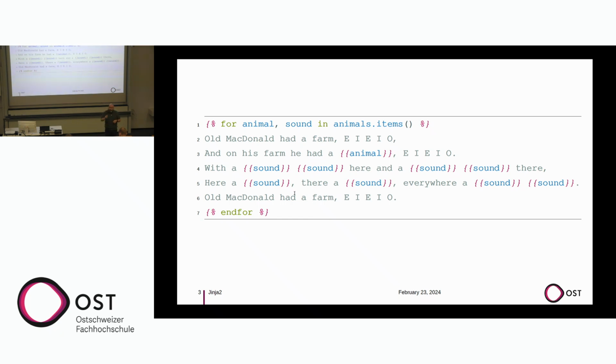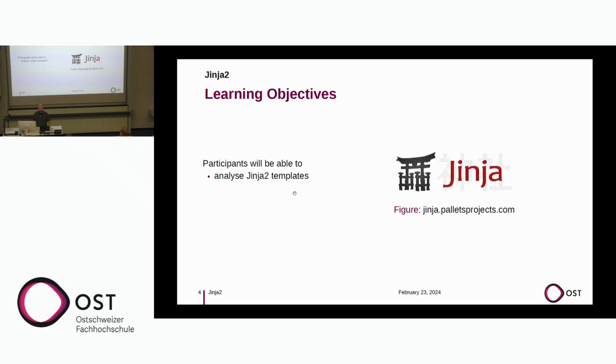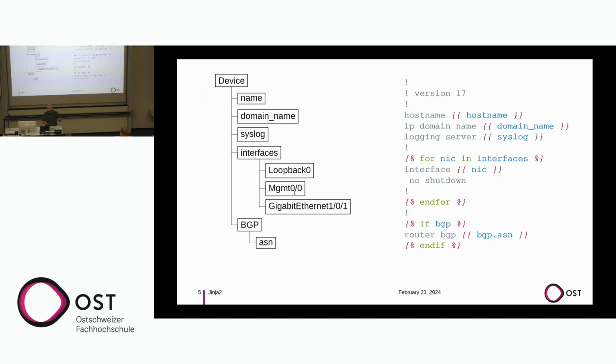So we need the template, we need the data structure to feed in, and we will get then the end result. And yeah, what would be the goal? We need to be able to read Jinja templates. We will do this a lot. Also to write it.